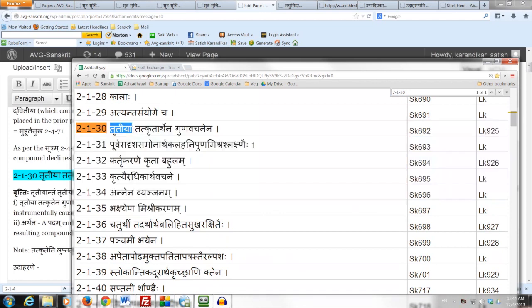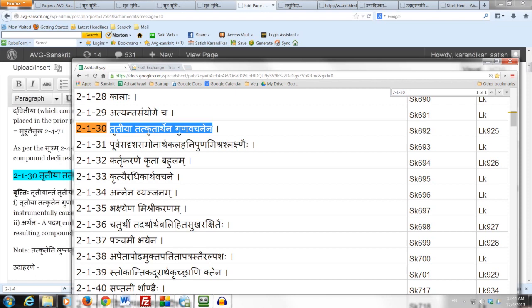Tritiya Tatpurushaha Samasaha. Let us take the first sutram in this section, which is 2.1.30. Tritiya Tatkritarthena Gunavachanena. Please be warned that this sutram is a bit jumbled up, so we're going to have to untangle these terms properly to understand the intended meaning.